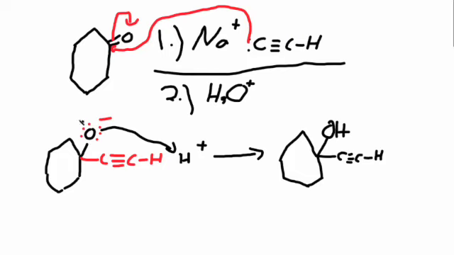Okay, so any questions about this? Let me know. Obviously, on an exam, you want to do this step by step. So I would show this as a step, draw an arrow to this step, show this as a step, draw an arrow to the product. Don't try to do everything in one step.